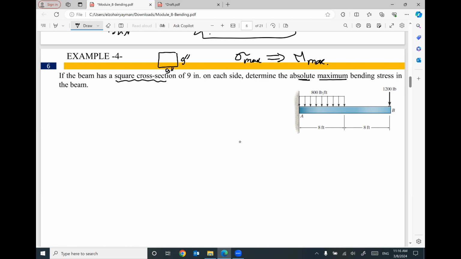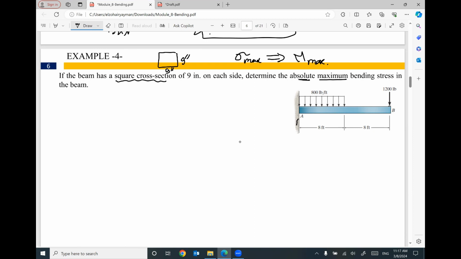So what is the maximum value of the bending moment? I don't know where. So this is the reason I will draw the bending moment distribution. I'm sorry, the bending moment diagram. If you need more information about how to draw the bending moment diagram, you can go back to the review videos at the beginning of this course, or you can go back to engineering mechanics.